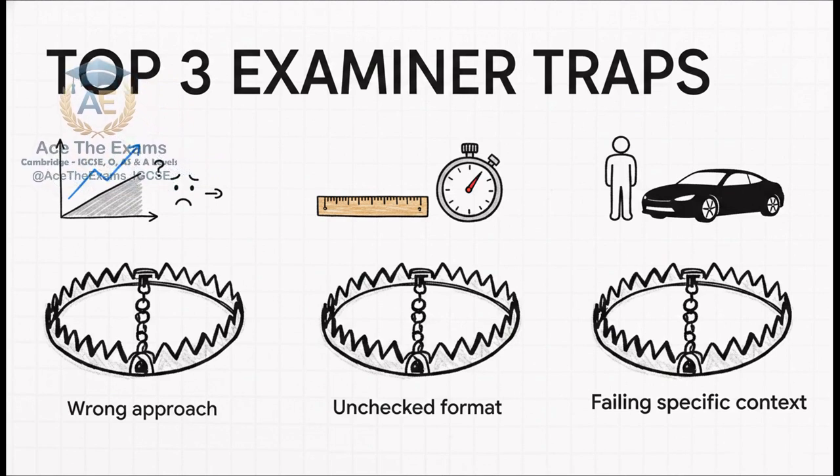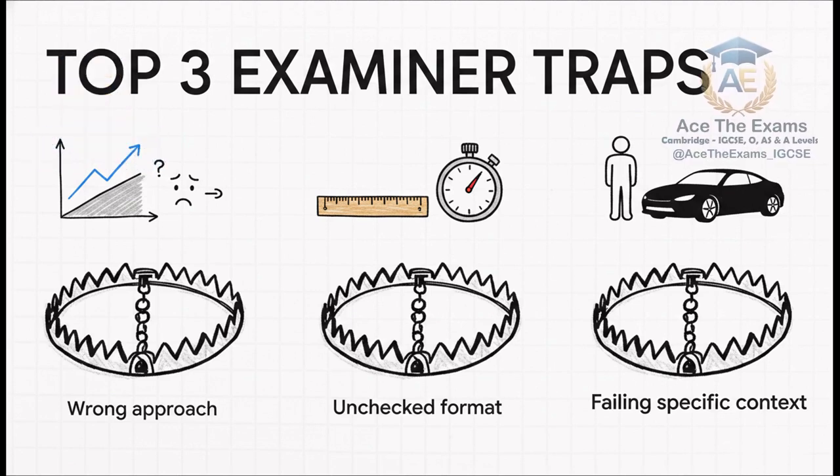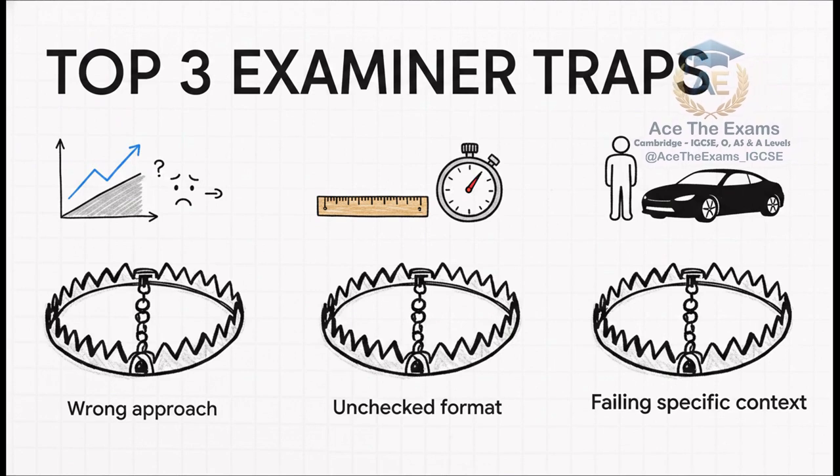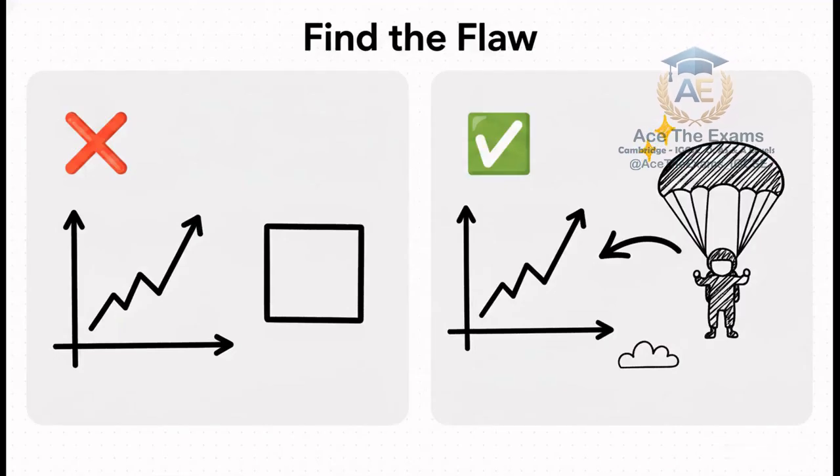You haven't described the motion in reality. To get the mark, you must translate the math back into the real world. You need to write, the car is decelerating at 5 meters per second squared. See the difference? Let's do another quick challenge.